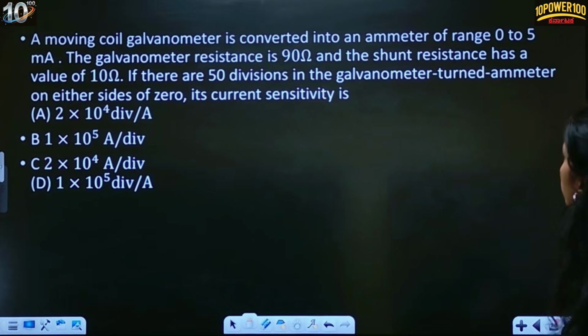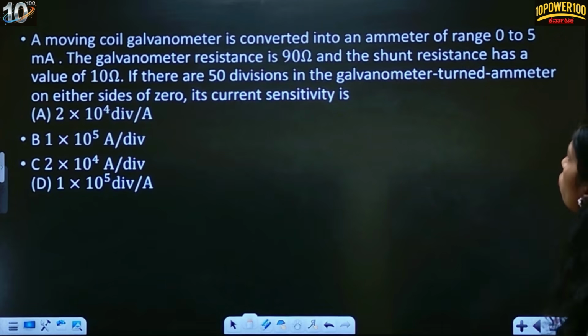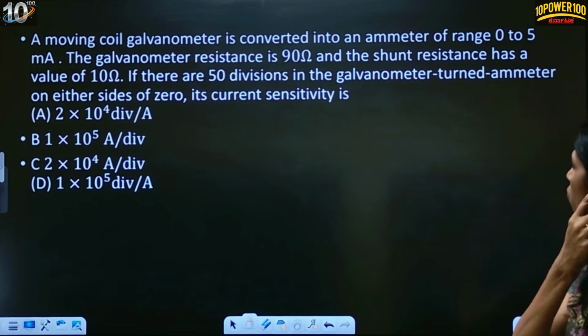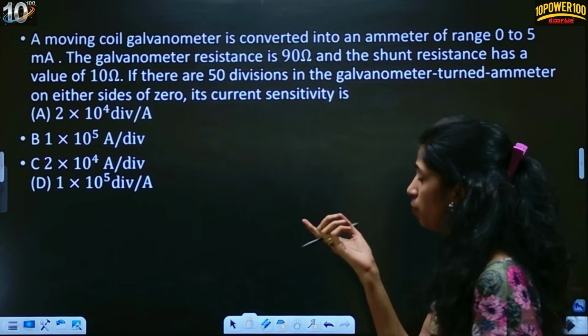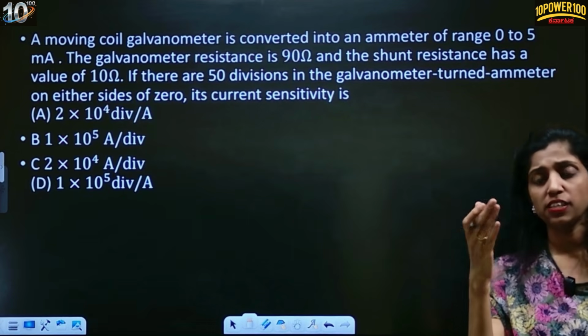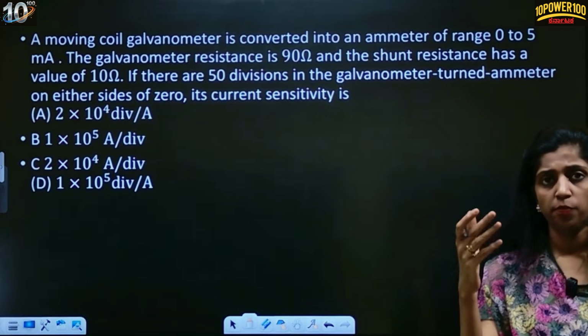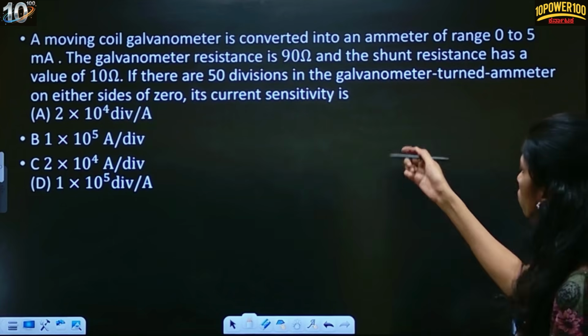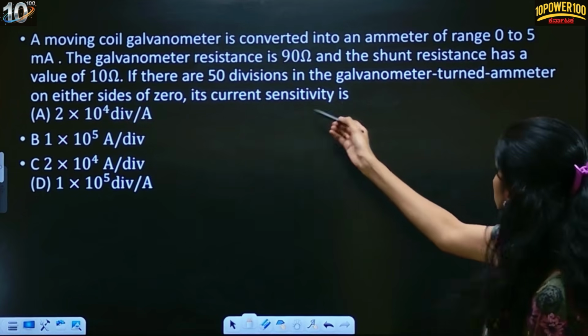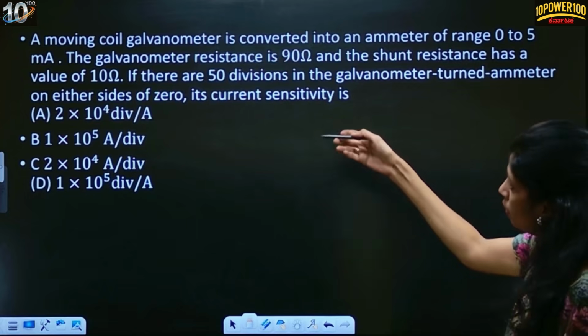Okay, the moving coil galvanometer. Again the same question, guys. I had done the formula, right? I took G as S divided by I1 by I2 minus 1. So it's a similar question. The shunt value is 10. There are 50 divisions on either side. So please try to do this.